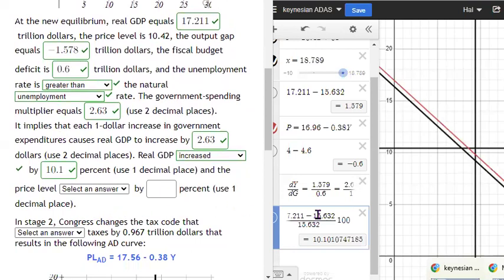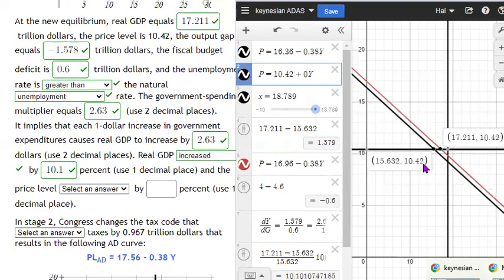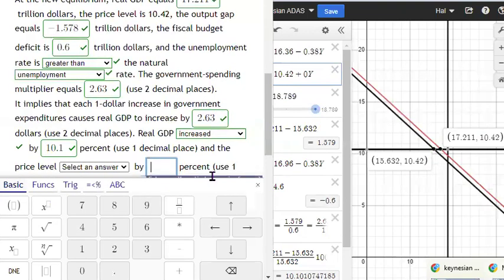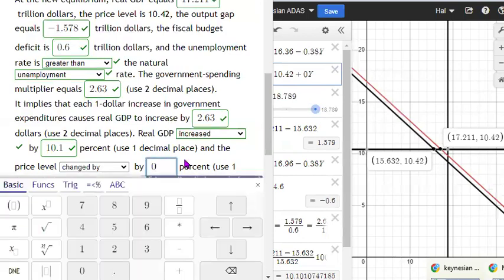What happened to the price level? Well, the price level didn't change, right? The price level was 10.42. It is 10.42. So 10.42 minus 10.42 is 0, divided by what it was, 10.42, is 0, times 100, 0, right? So there's no inflation. So in the Keynesian model, fiscal policy has no inflationary consequence, right? So the price level changed by 0%, right? That's probably the best choice.